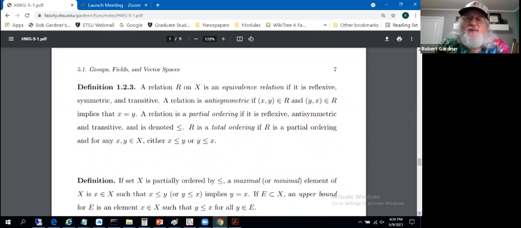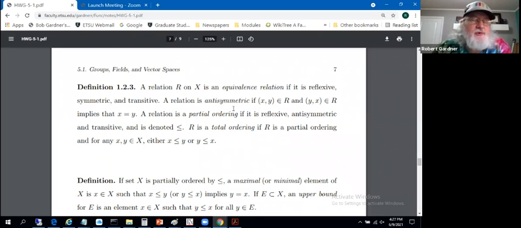We're interested in specific kinds of relations. A relation R on a set is an equivalence relation if it has all three of those properties we just defined, if it's reflexive, symmetric, and transitive. A relation is anti-symmetric if (x, y) being in R and (y, x) being in R implies that x equals y. So if x is related to y and y is related to x implies x equals y, then the relation is anti-symmetric. An example of which would be something like less than or equal to on the real numbers.